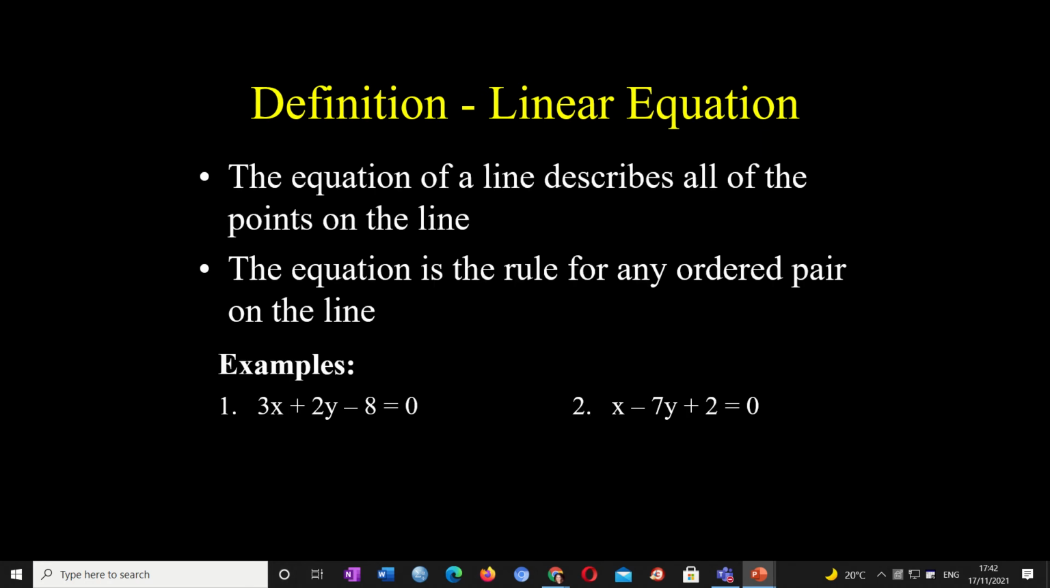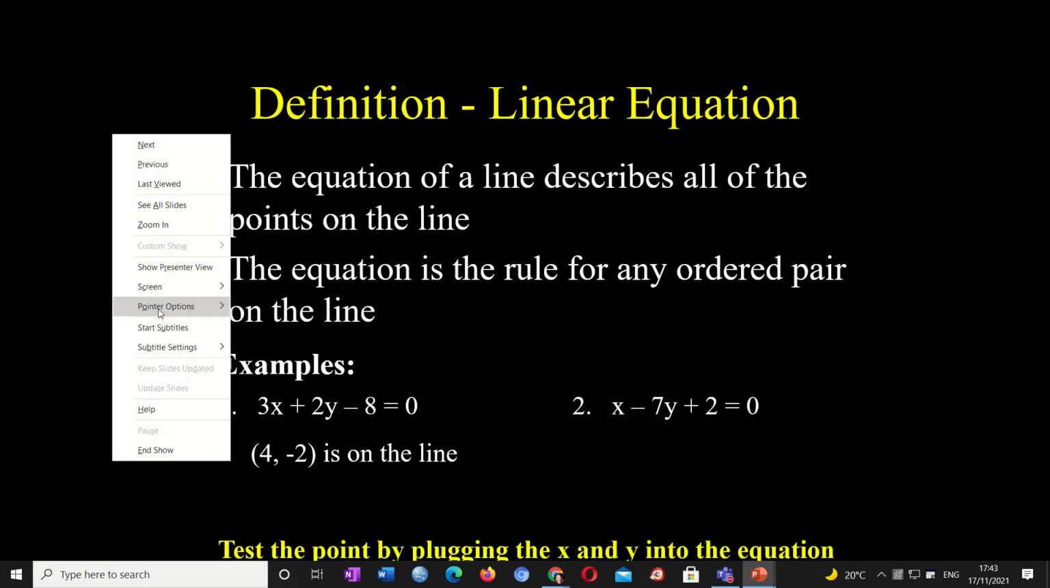Yes, and here we have seen that a point is on the line. Being on the line means that it satisfies this equation. You can put 4 instead of x and minus 2 instead of y, and you will have this equation correct.